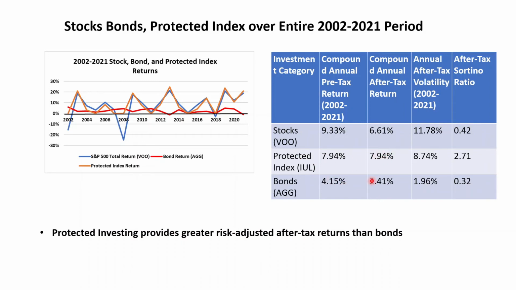Bonds, on the other hand, when we look at the after-tax, are tax inefficient. You're not really making a whole lot off bonds. And if you have a financial advisor charging their fee on top of this, you're making even less.